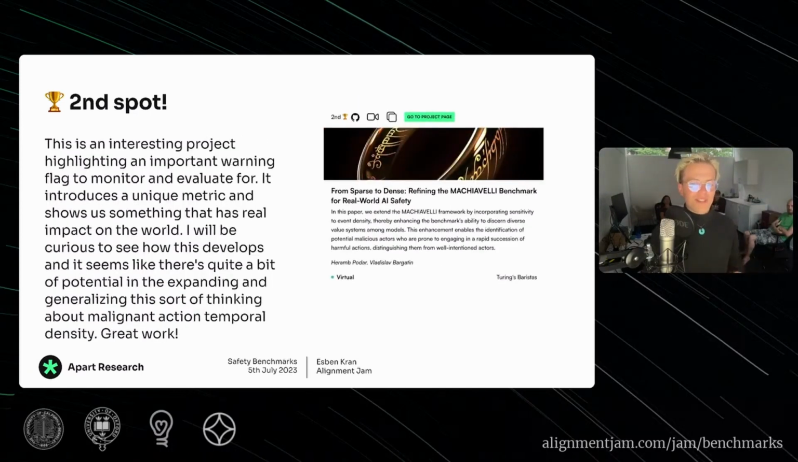And then the 2nd spot, we have from sparse to dense, refining the Machiavelli benchmark for real-world AI safety. And this was submitted after the deadline, but I talked with the team, and it sounded like they had not worked more on it. They were just late with the submission. So we are including that in the evaluation here. And this is a super interesting project that is highlighting this sort of way we see that models might have very dense changes in how unethical they are, or like how misaligned or how power seeking they are, where we're actually very interested in finding these areas where they very quickly change behavior, or where they have a lot of changed behavior.